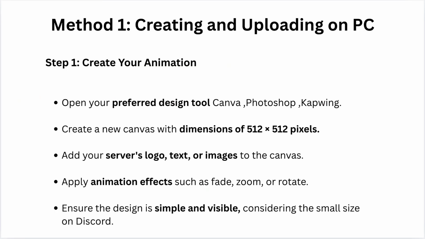First method is creating and uploading on PC. Step 1 is create your animation. Open your preferred design tool like Canva, Photoshop or Capcut. Create a new canvas with dimensions of 512 by 512 pixels.